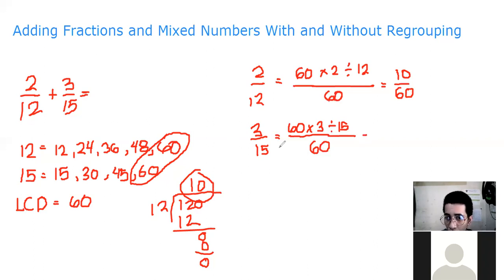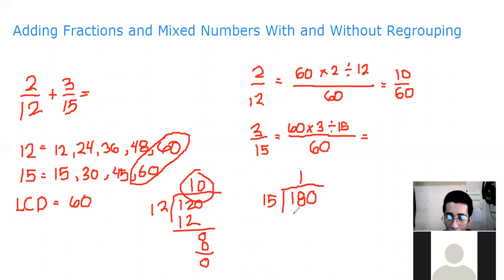Sa pangalawang fraction, ganyan din ang gagawin natin. So, 60 times 3, that is 180. Then, i-divide naman natin ngayon siya kay 15. So, 180 divided by 15. Sa 18 muna natin i-divide. 18 divided by 15, that is 1.